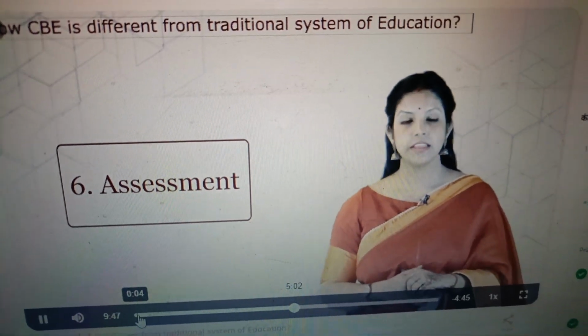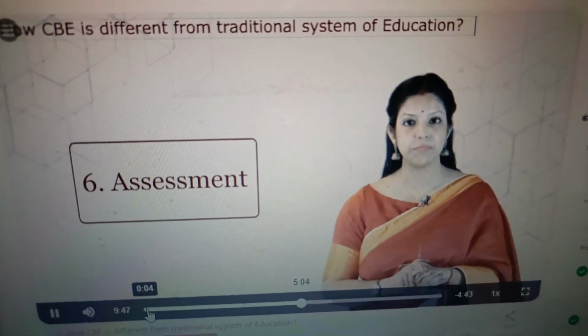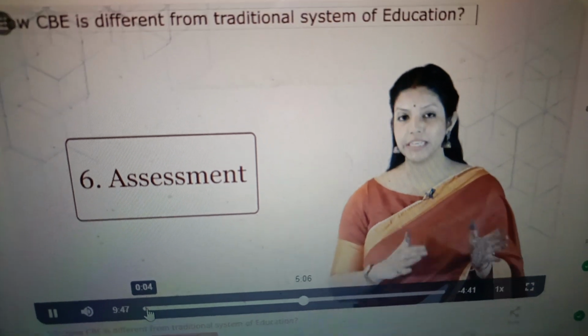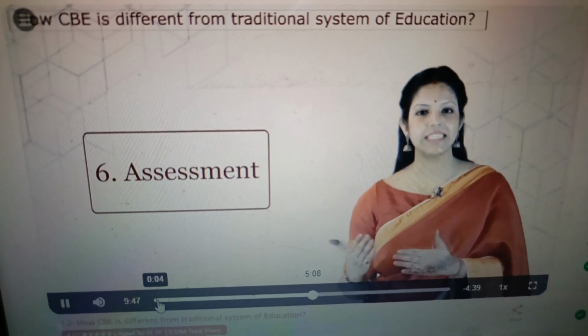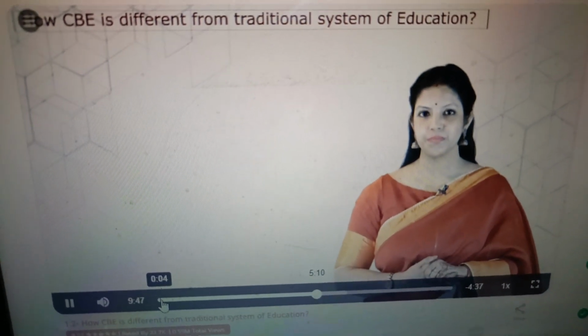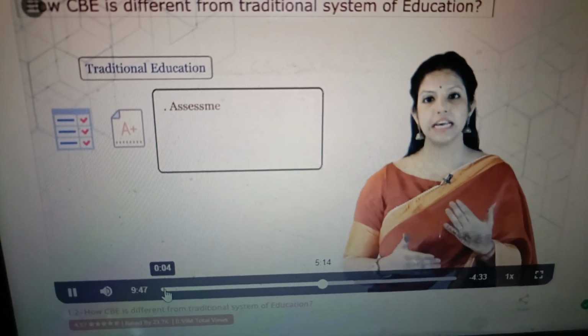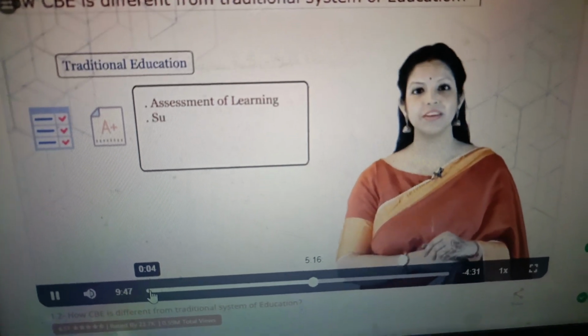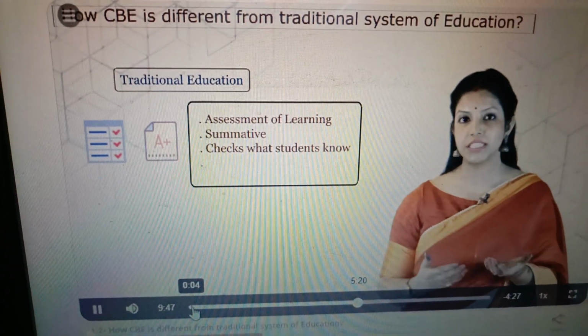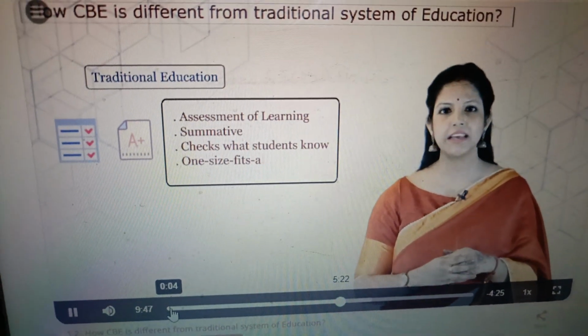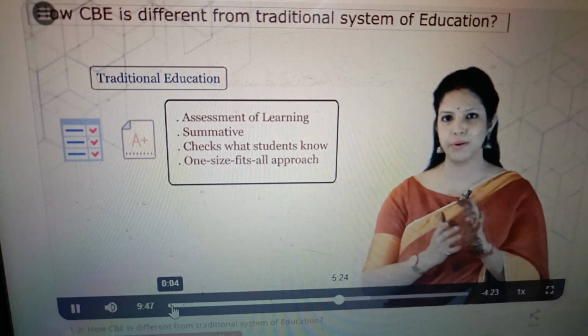Assessment. The purpose and type of assessment differs across the traditional and competency-based education system. Assessment in the traditional system is based on assessment of learning. The assessment is summative in nature and checks what students know. It is a one-size-fits-all approach.